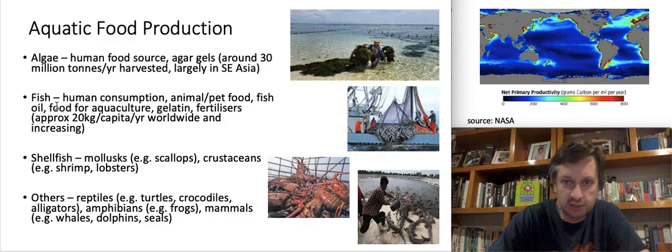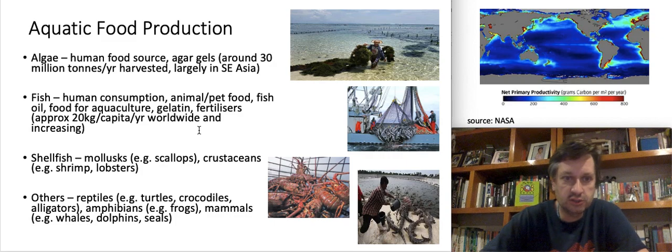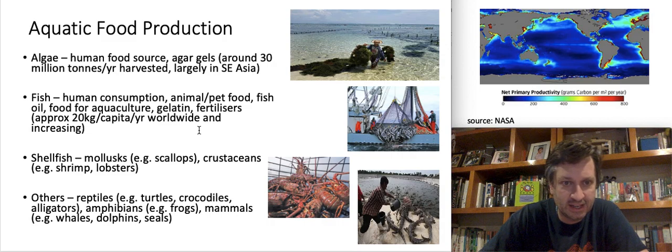Okay, next, obviously, fish. This looks like herring fishing, I think. Fish is used for human consumption, but also for animal and pet food. Fish oil, as I've said, and some kind of gelatins. And I found a quotation that said approximately 20 kilograms per person per year is consumed in fish, and that rate is still increasing.